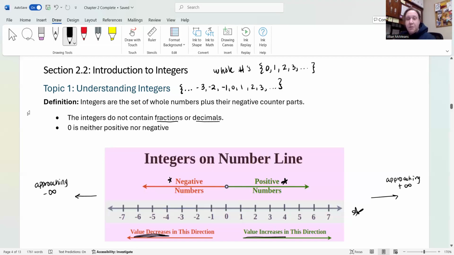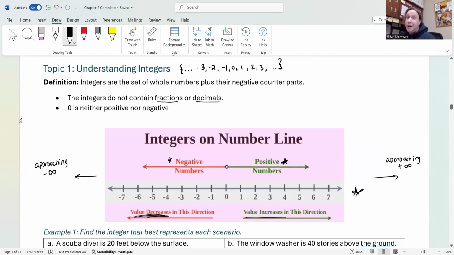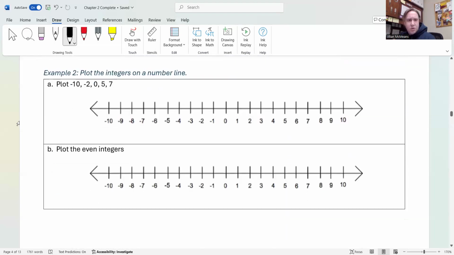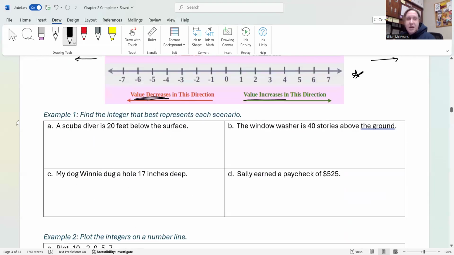It's not a specific number, but it is this idea that there's always something bigger when you're talking positive infinity, there's always something smaller when you're talking negative infinity. So let's look at a couple of examples here. I think we have 1, 2, maybe 3, just 2. So we have 2 examples to look at here.